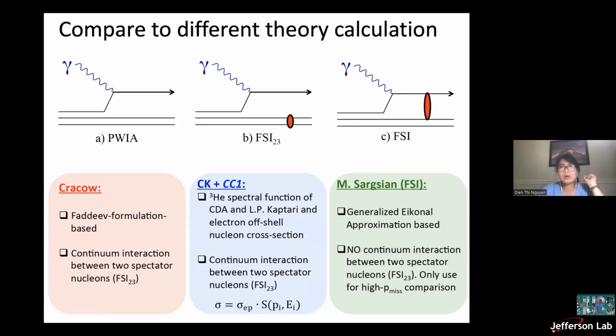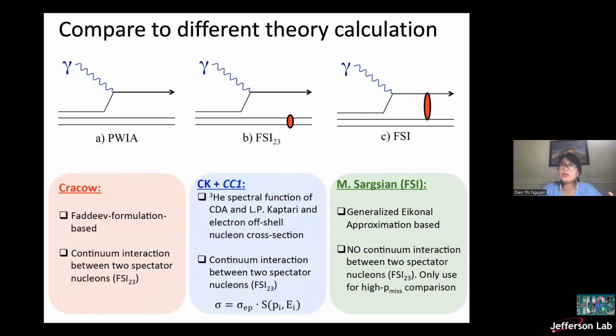But one thing I would like to emphasize is that CK-CC1 is what we call factorized, as I mentioned before. So it is an approximation, where we use the cross section as the kinematic term, together with the spectral function. So this is a factorized calculation. But the Krakow calculation here is more like a full calculation. So later on, we will see how well these calculations describe the data, and how well the factorized assumption works compared to the full calculation.